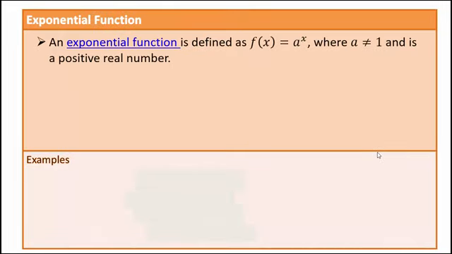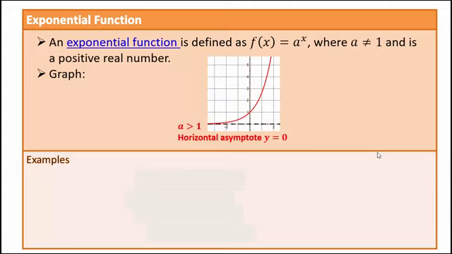So exponential function in general is written as f of x equals a to the power x, where a is not equal to 1, and it's a positive real number. And if you plot a few points when a is bigger than 1, like when a is 2, 2 to the power 1 is 2, 3 to the power 1 is 3, and so on. So that is this graph here.